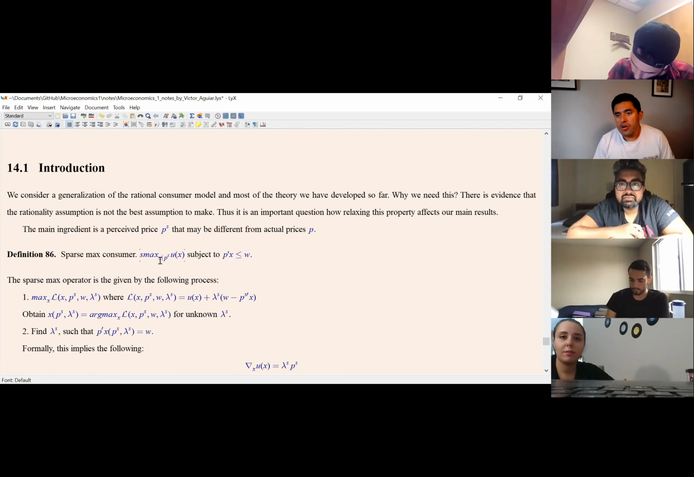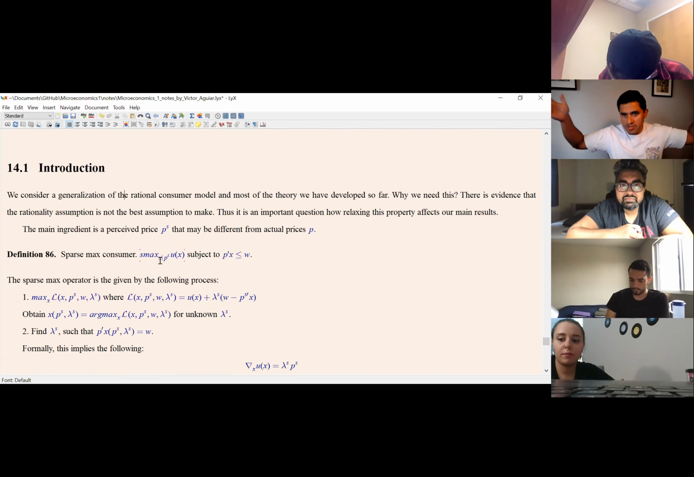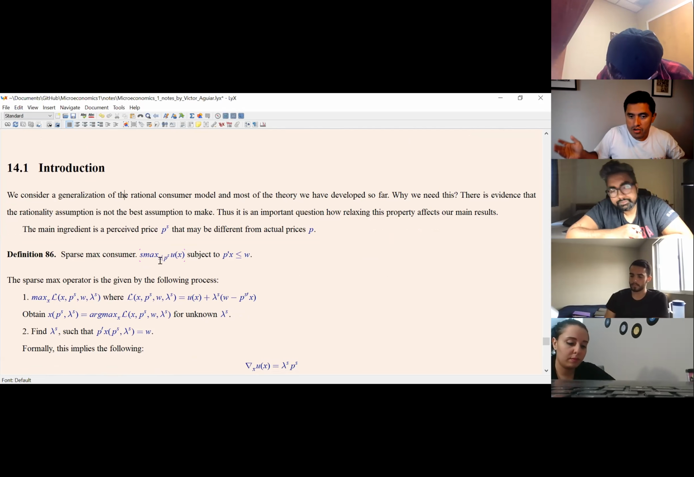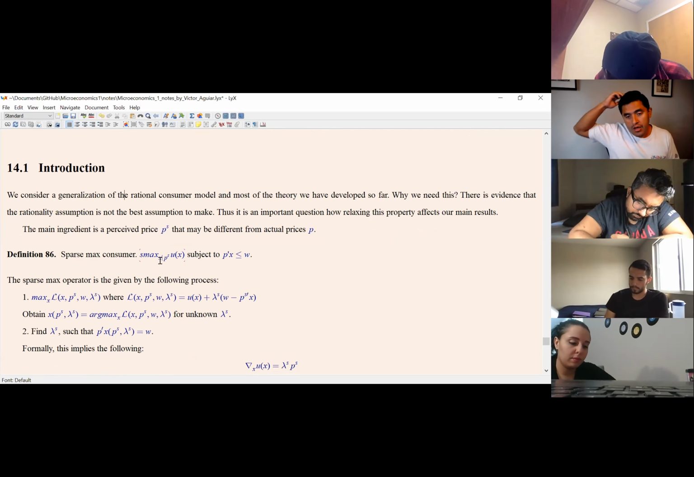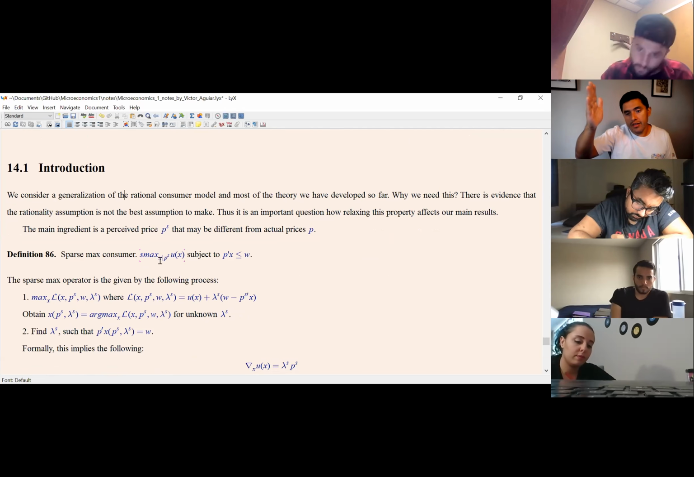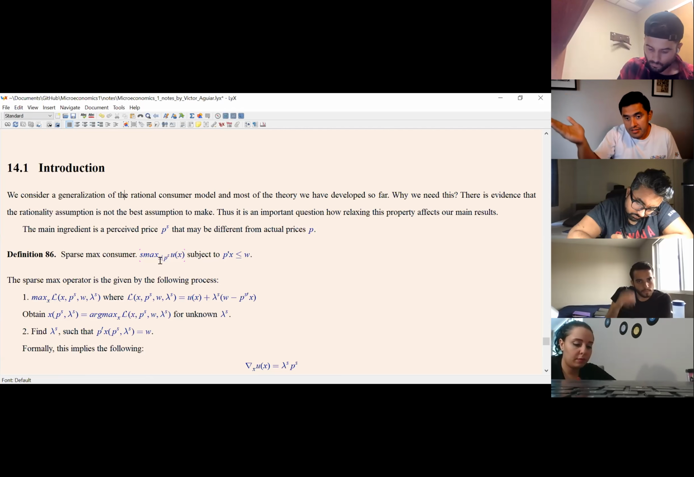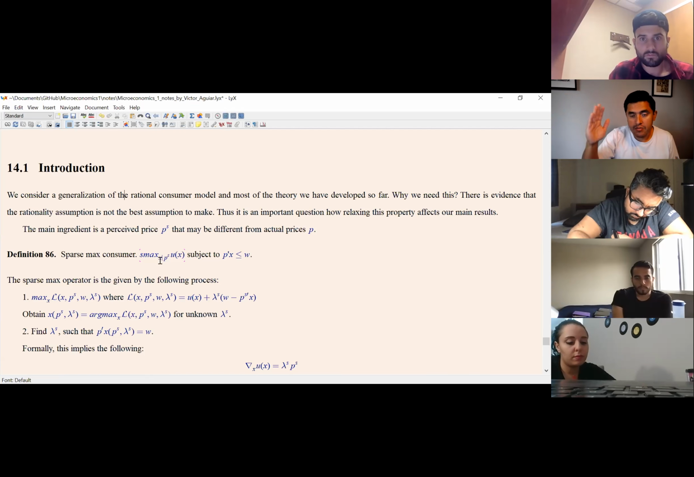Now we're not going to study general misperception, because that's too hard, maybe. But we're going to study misperception in prices. This is the story of someone going to an experiment, and you're given a budget line, and I don't know exactly what the budget line is. So I create a guess, and I'm going to use this perceived price instead of the true price.